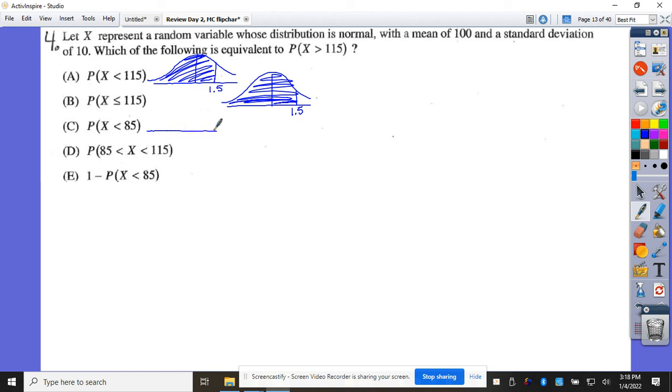C, negative or positive 1.5? Negative. Shade which way? D, it actually says you have both.